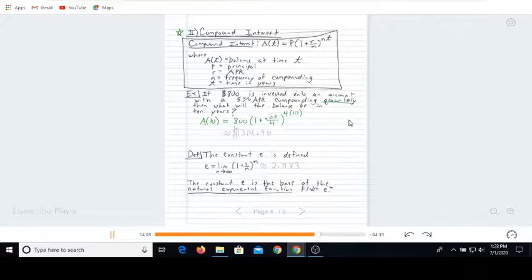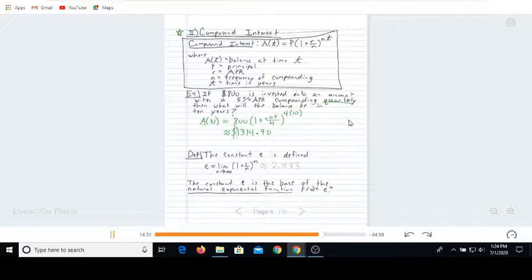I highly recommend, if necessary, typing it into your own calculator. If you need to, hit the pause button. Make sure you're familiar with your own calculator. And we're going to round that to the nearest cent, and you should get 1314.90. So that would be the balance in the account after that duration of time.